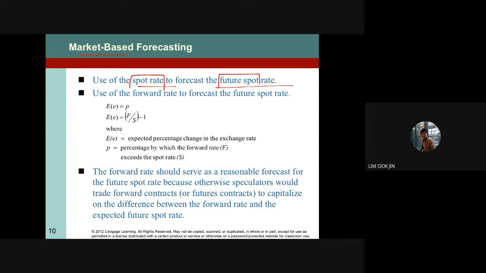If I want to buy a handphone at 1,000 today, and 3 months later it will be 900, I know that in the next 3 months the value of this phone will depreciate by 100. So same goes with currency. I want US dollar today, but if I take it 3 months later, the value is different. So I know that in 3 months' time, US dollar will appreciate or depreciate. So this is basically market-based forecasting, using existing data to forecast the future rate.